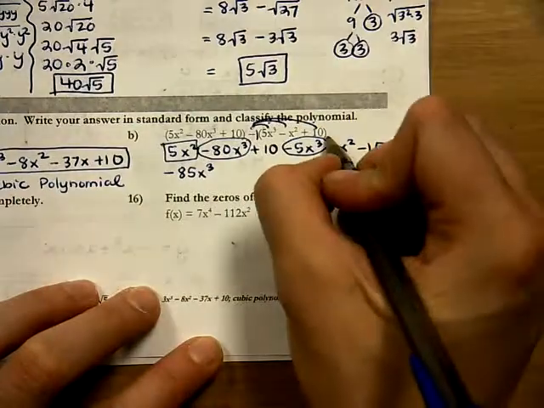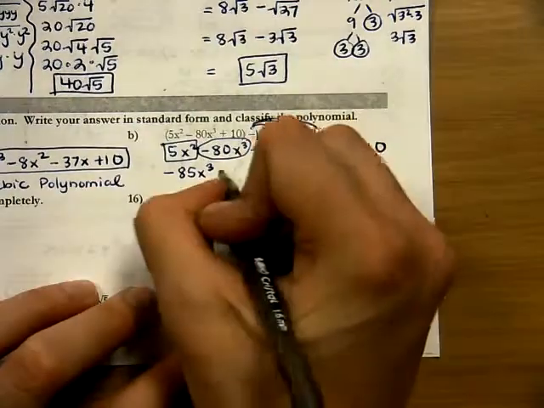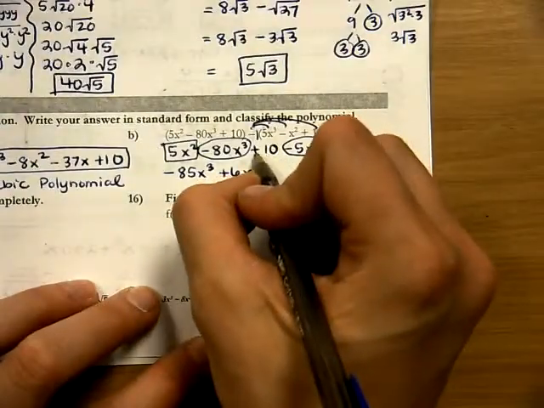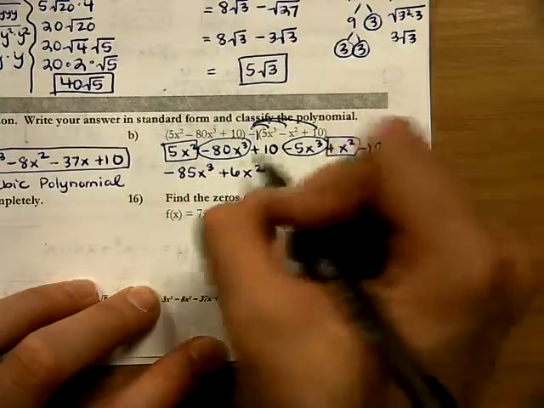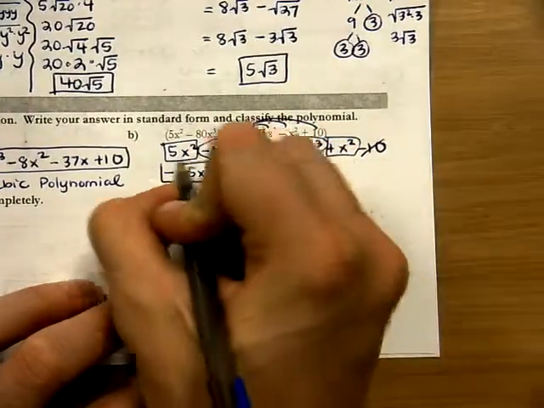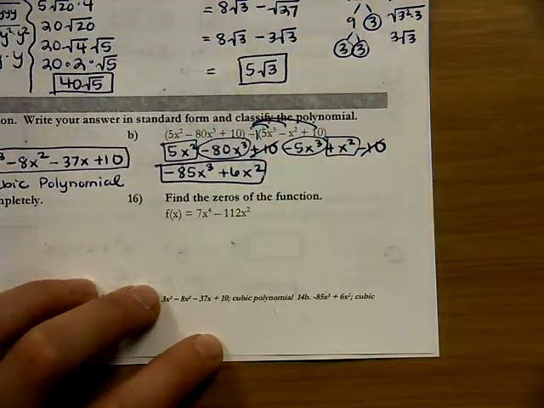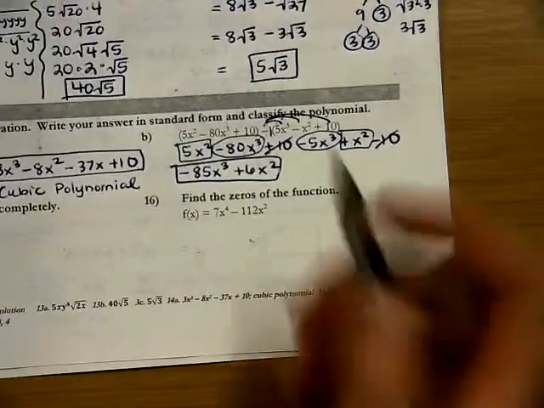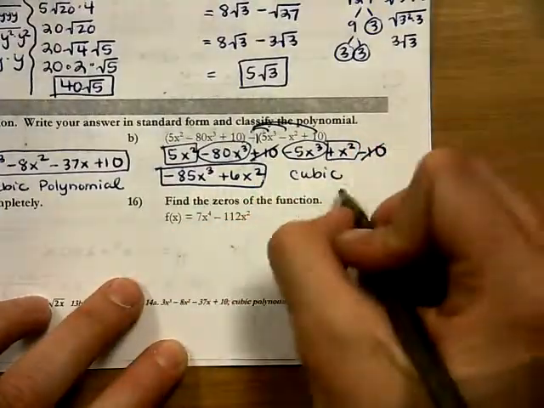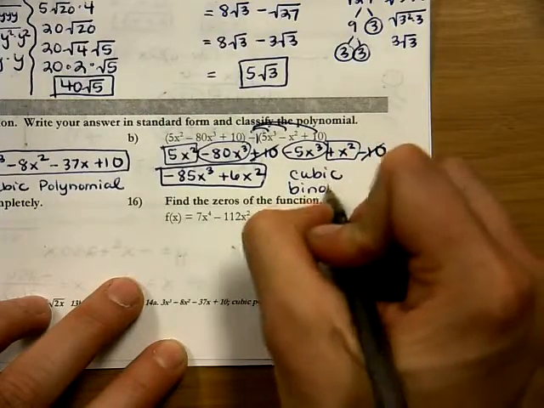Now I have my x squared terms. 5x squared plus x squared is a plus 6x squared. And then finally my constant terms, 10 minus 10, or a positive 10 and negative 10, add to be 0, so I'm done here. To classify this, I look at the degree and the number of terms. The degree is 3, so again, this is a cubic. There's only 2 terms this time, so it is a cubic binomial.